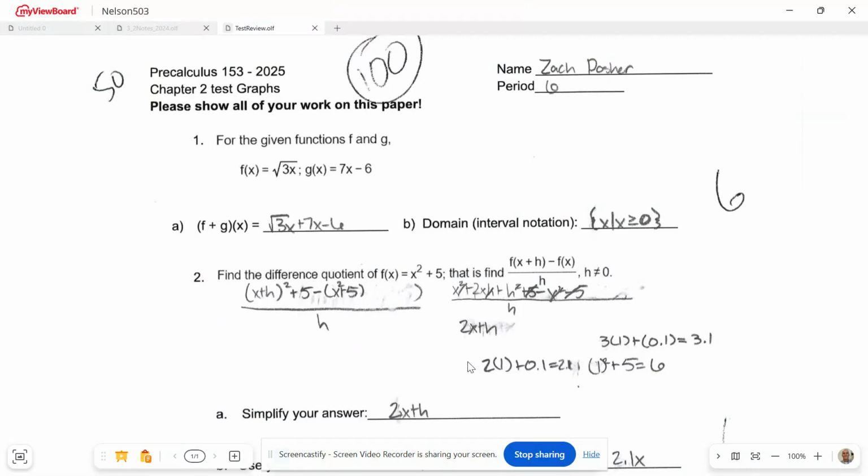All right, so I took Zach's test here. As you can see, it's a good example of 100% paper. And let's review what he did.